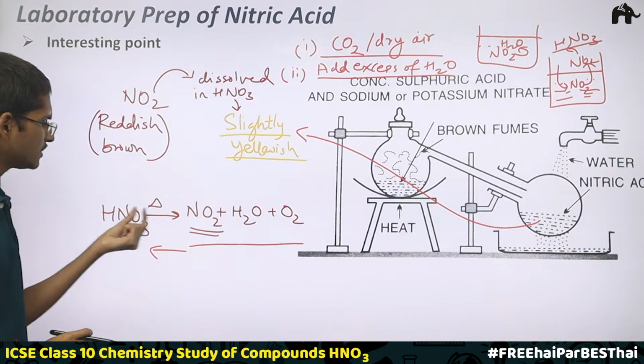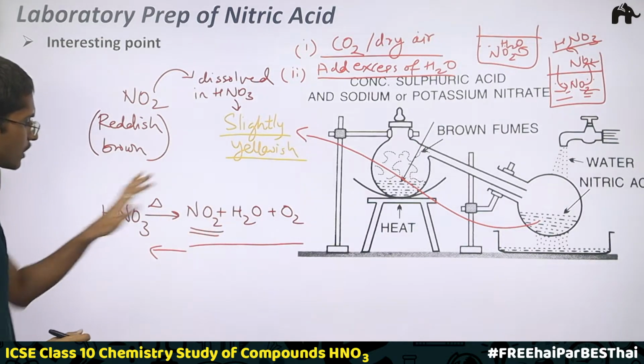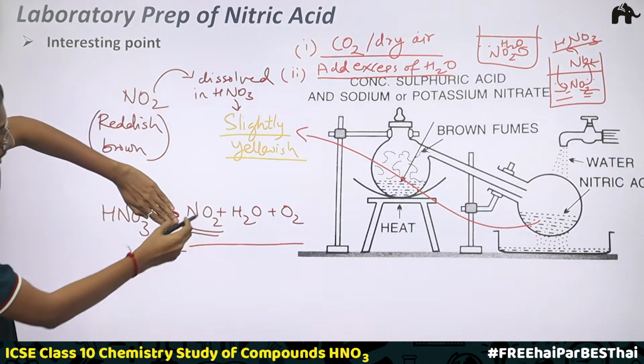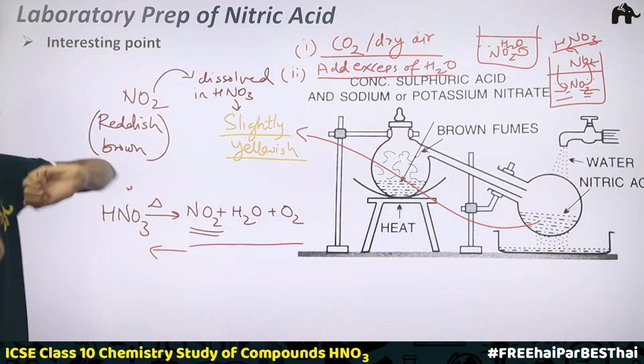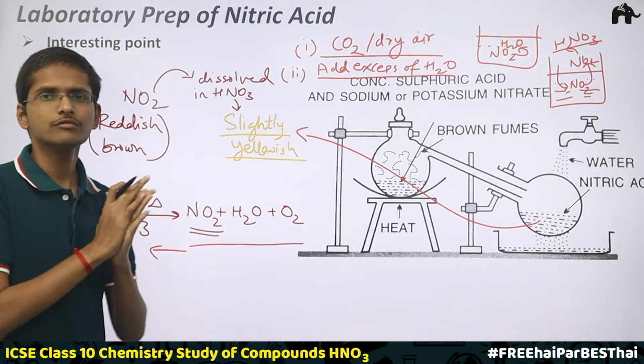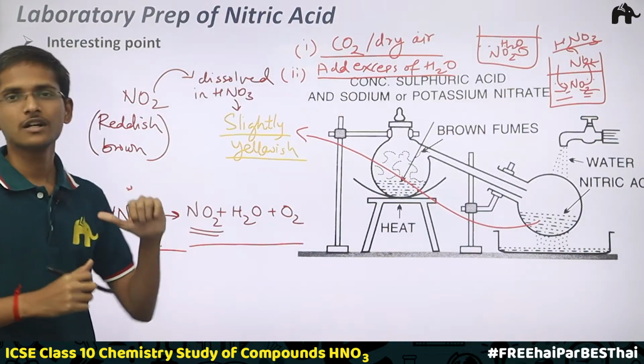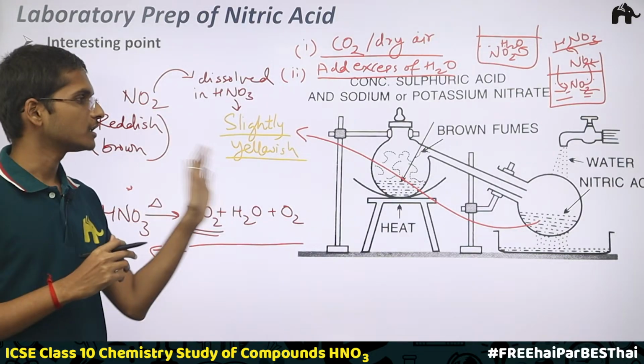No need to write this condition, just the reactants give product. Forget about the condition for this reaction. This would be the reaction. Clear? So that's it. How we can remove the slightly yellowish color, and why was the slightly yellowish color present in the nitric acid.